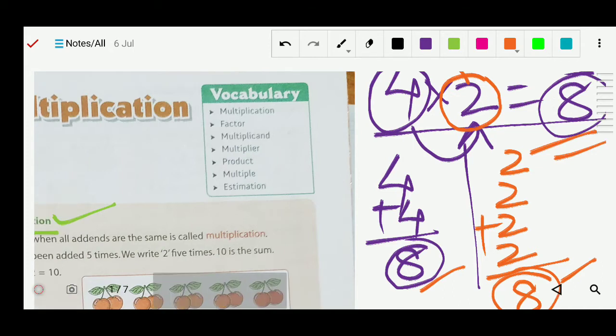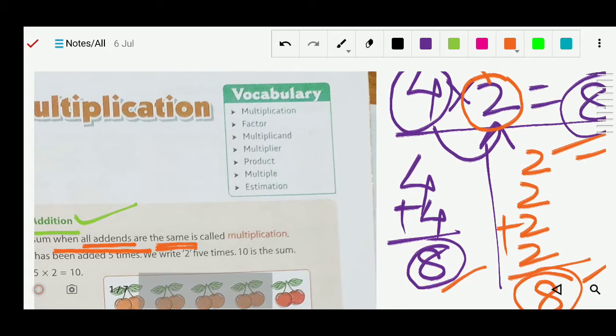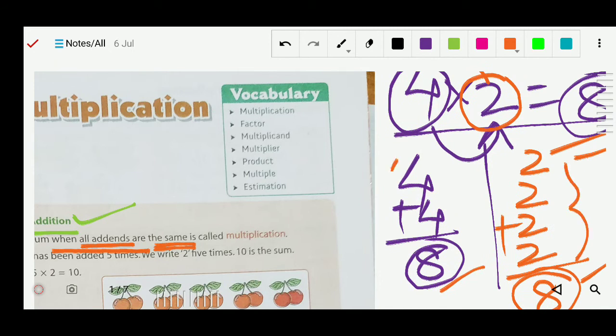Understood? Okay, next, the short way of finding the sum when all addends are the same is called multiplication. In the case of multiplication, what is there? All the addends are the same. See here, all the addends are the same here, and all the addends are the same here also. Understood? Okay.